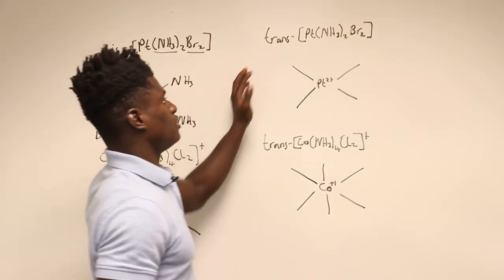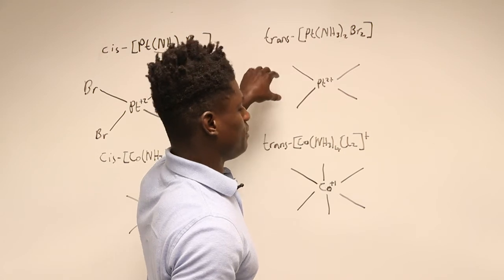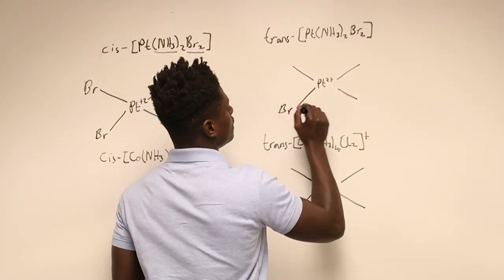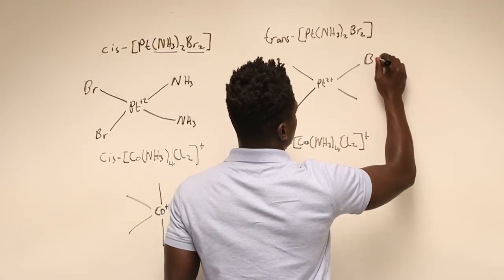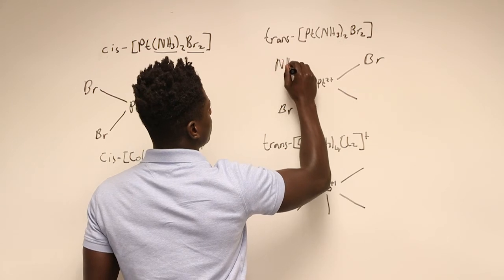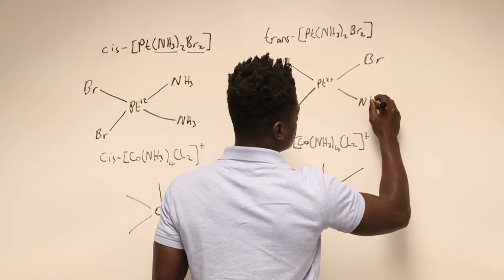So moving on to trans, we know that they have to be facing opposite sides. Therefore, if we put one bromine here, the other bromine has to be opposite of that. Therefore, we can then add our NH3 here, and then our NH3 here.